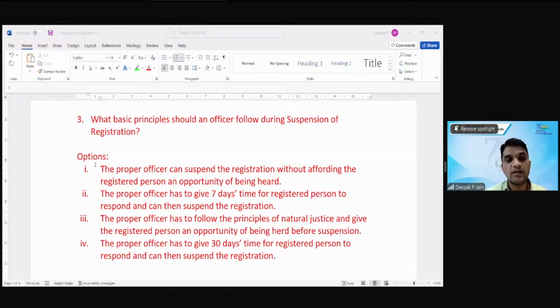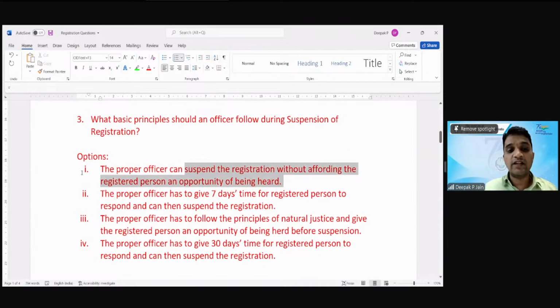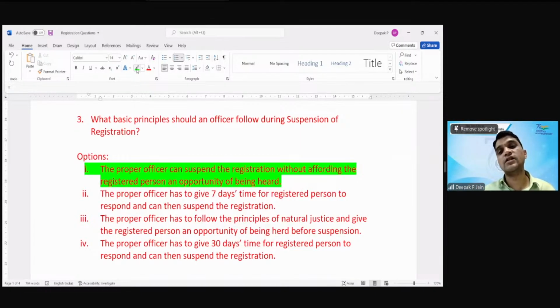So the correct answer is one. That is, the proper officer can suspend the registration. So for cancellation, he has to give a show cause notice and other things. For suspension, he can suspend the registration without affording a reasonable opportunity of being heard. This is very important. So that is the distinction in terms of cancellation and suspension.